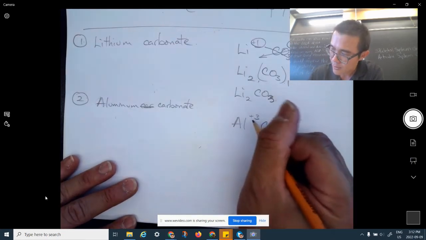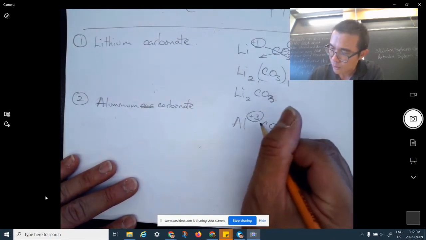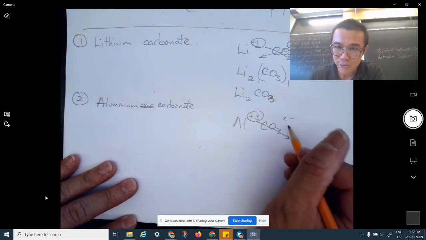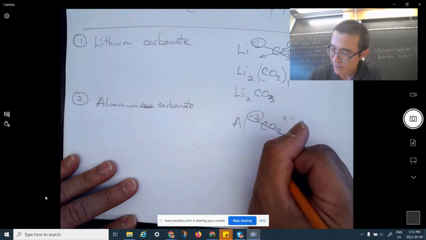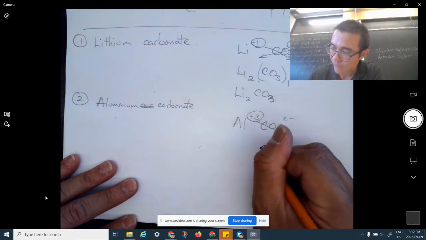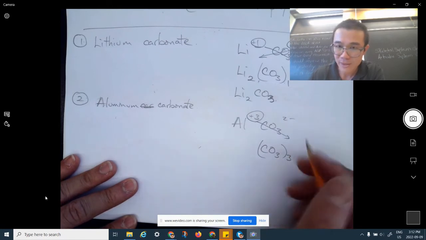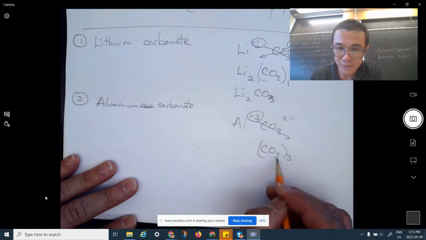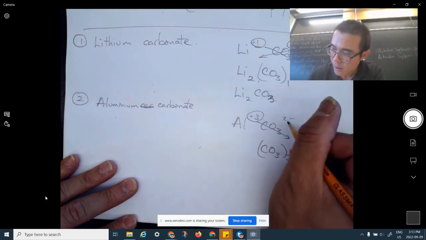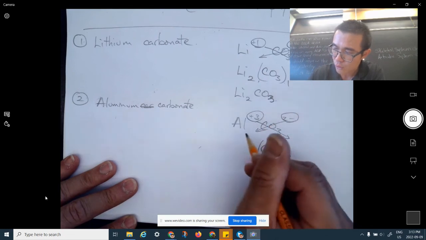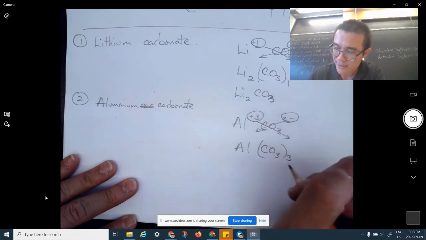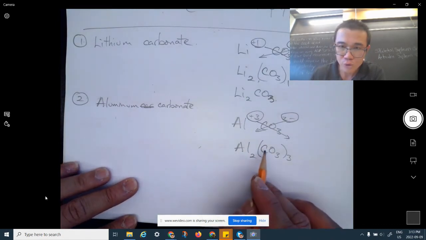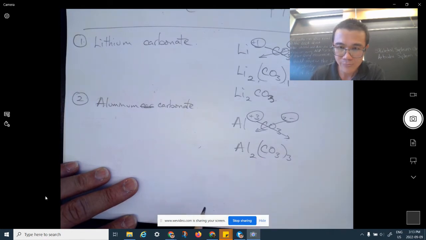Now, the same thing applies, so you have the crossover rule. This +3 goes to the entire CO3, and you throw away the sign. So it will be CO3 with a whole bracket and the 3. The bracket is there to show there are 3 CO3 groups. The 2 minus goes to Al, and you throw away the sign, so it's just 2. So the final formula will be Al2(CO3)3.